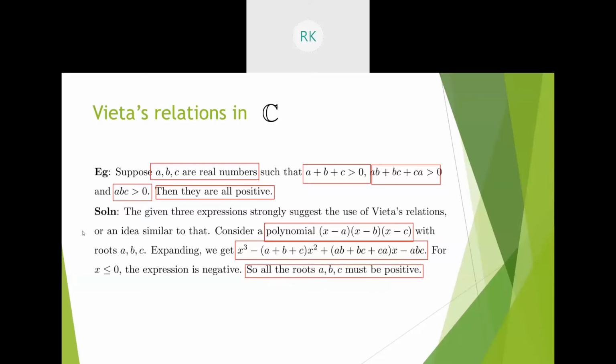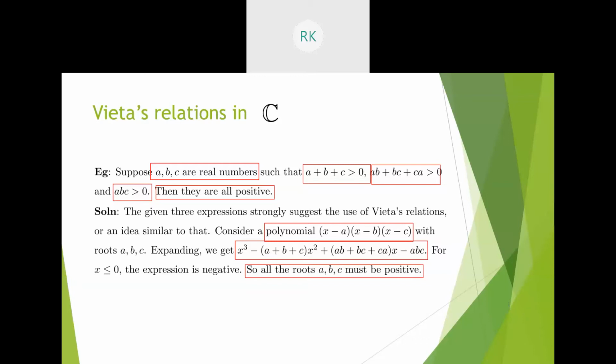So do you understand this argument? And do you understand the motivation behind repeating the proof of Vieta's relationship? Do you understand why suddenly we started to repeat the proof of Vieta's relationship? Basically the motivation was that we are considering these expressions: the sum of roots, the sum of products of roots taken two at a time, and the product of roots.